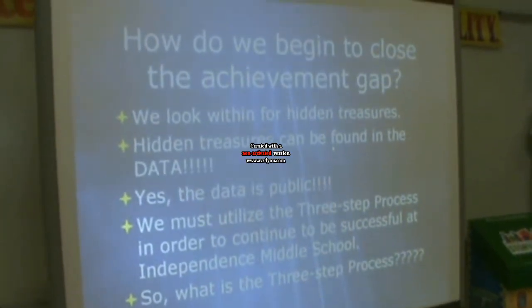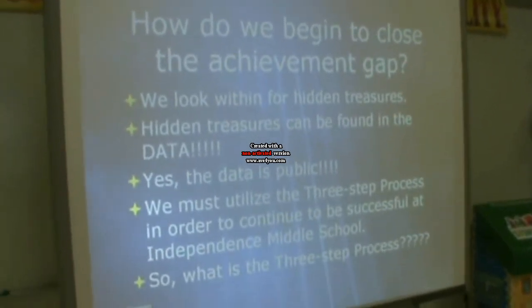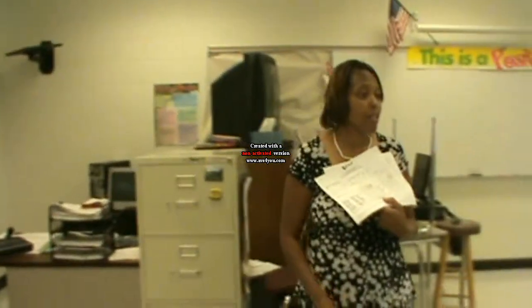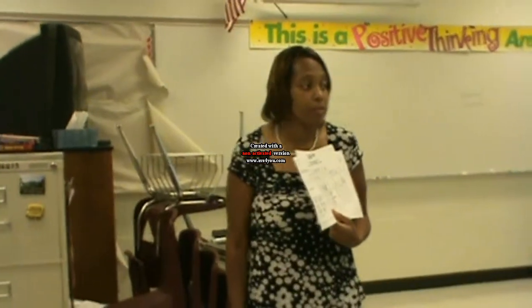So how do we begin to close the achievement gap? We look within for hidden treasures. Hidden treasures can be found in data, and we're looking over our data now from our LEAP results. We must utilize a three-step process in order to continue to be successful here at Independence Middle School.